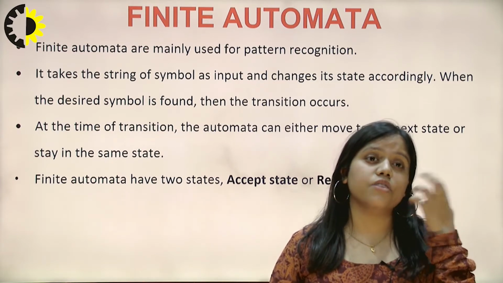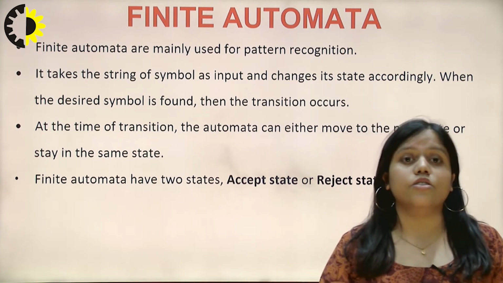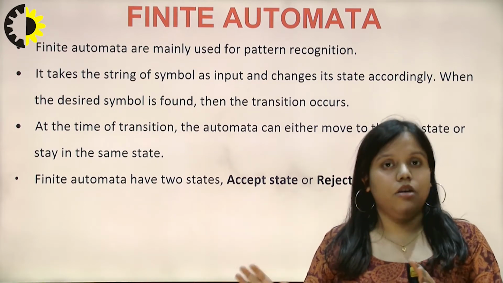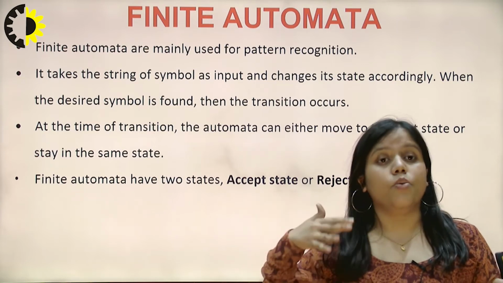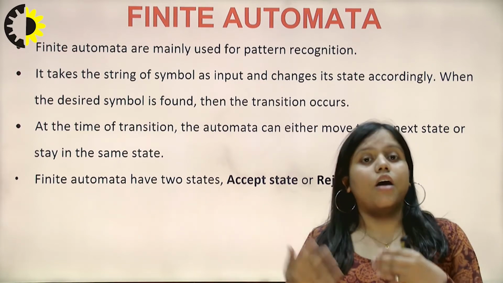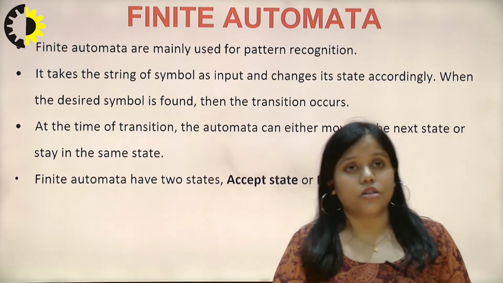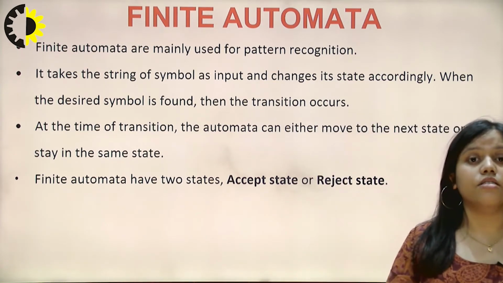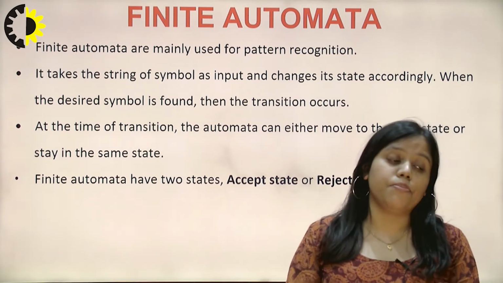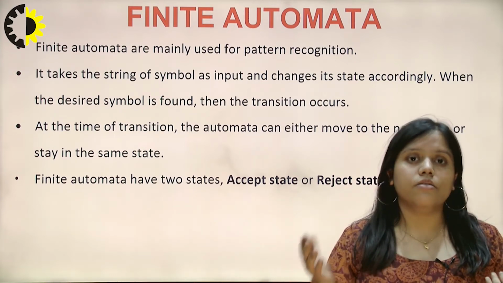Now it takes a string of symbols as input and changes its state accordingly. When the desired symbol is found, then the transition occurs. The finite automata will see that whatever string the automata accepts, only then our machine will go forward. At the time of transition, the automata can either move to the next state or stay in the same state. If our condition says to move on to the next step by taking a certain input, we can move further. But if we don't allow it, we can stay there only.